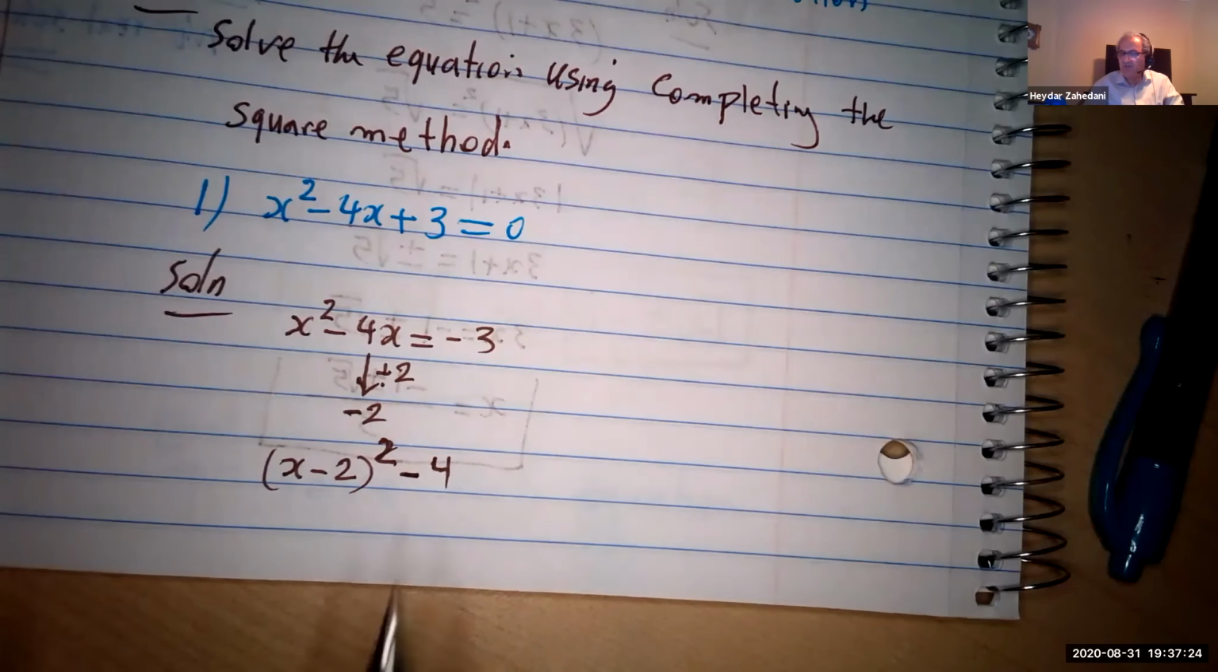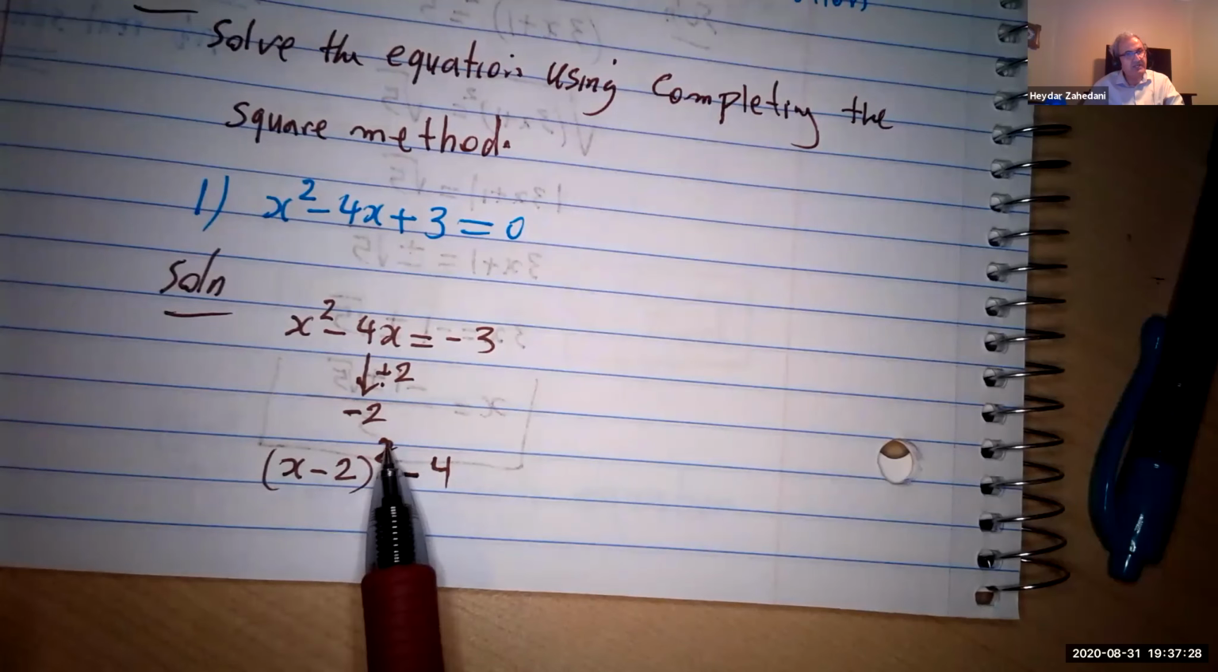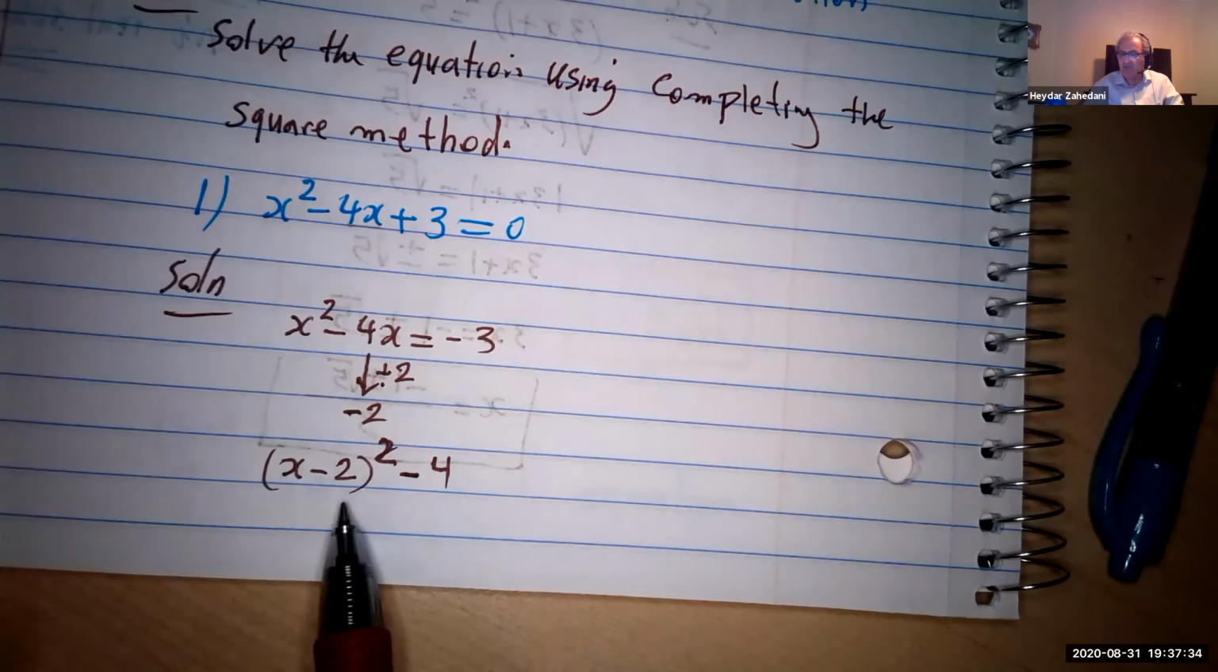Okay? So divide this coefficient by 2, that gives you 2. x minus 2 squared. But 2 squared would be 4. You don't have the 4 here. So you subtract it. Whatever you got over here, you square it and subtract it. That's it.